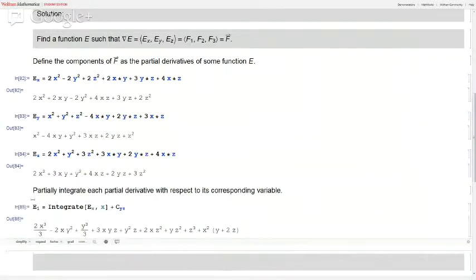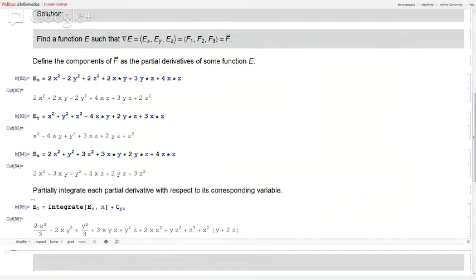So what I need to do here is a possible e is the integral of e sub x with respect to x plus a constant of integration that depends on y and z. And Wolfram is still remembering what I had my constant of integration defined as in a previous notebook file.